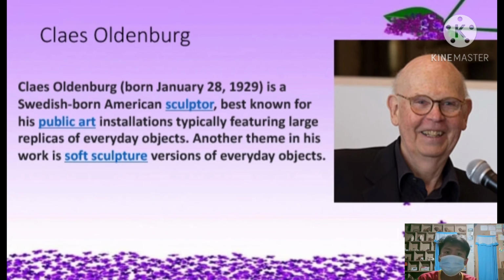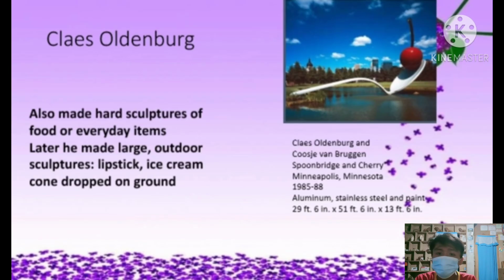Next is Claes Oldenburg. Claes Oldenburg was born on January 28, 1929. He is a Swedish-born American sculptor, best known for his public art installations, typically featuring large replicas of everyday objects. Another theme in his work is soft sculpture versions of everyday objects. One of his artworks is the Spoonbridge and Cherry, Minneapolis, Minnesota, 1985 to 1988. He also made hard sculptures of food or everyday items. Later, he made large outdoor sculptures: lipsticks, an ice cream cone dropped on the ground.